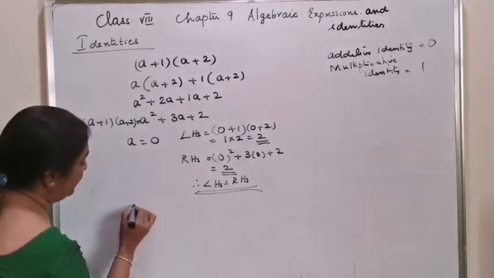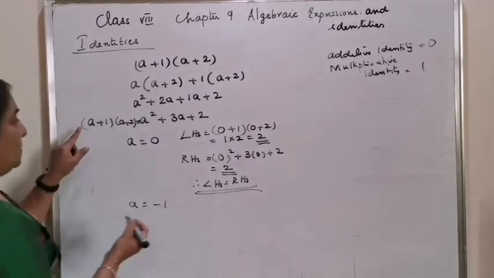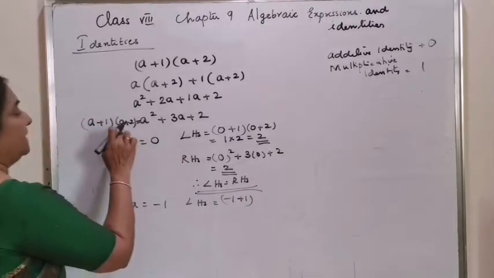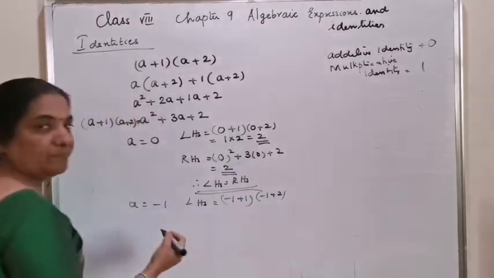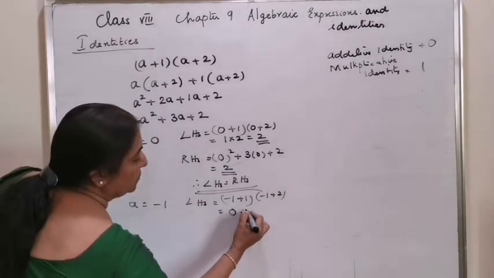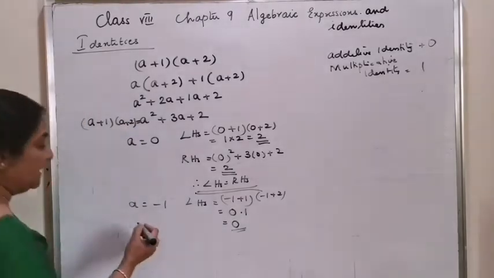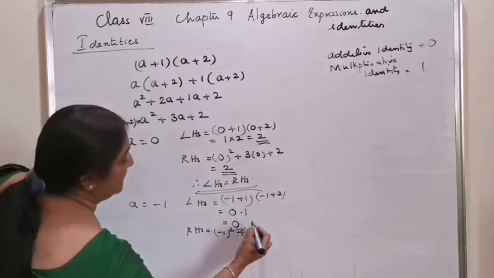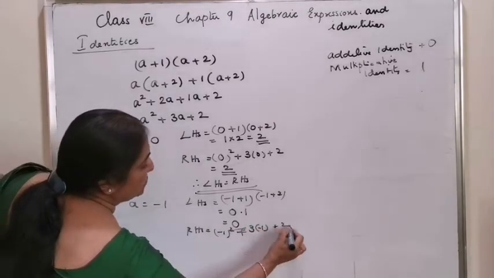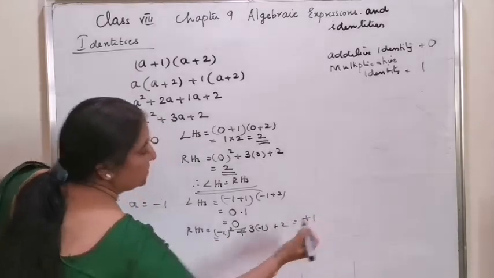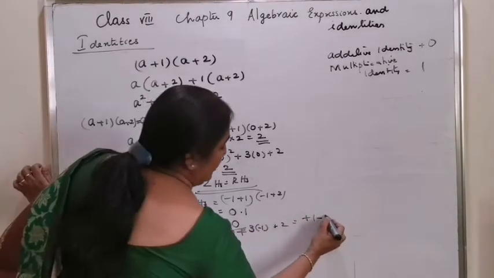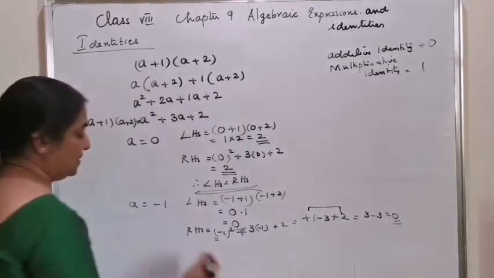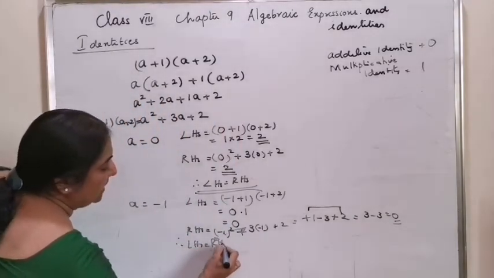Let's take one more example of a as minus 1. What will be the LHS answer? LHS is minus 1 plus 1 into minus 1 plus 2. That is 0 into 1, which is equal to 0. Similarly, let's check with RHS as minus 1 the whole square plus 3 into minus 1 plus 2. Minus 1 the whole square is positive 1 plus 3 into minus 1 is minus 3 plus 2. 1 plus 2 is 3 minus 3 is equal to 0. Again, LHS equal to RHS.